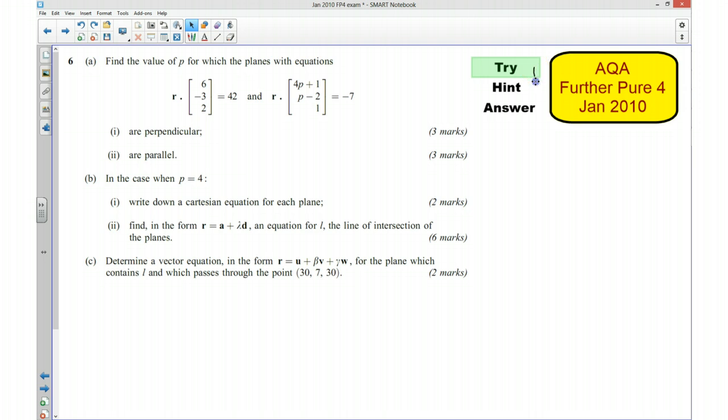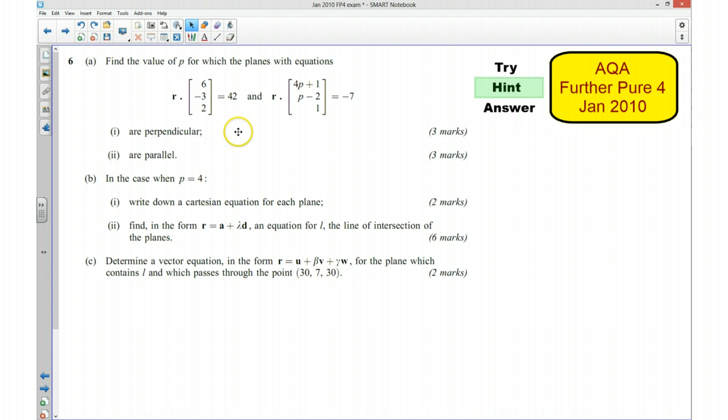Okay, for the next part of the video I'm going to go through a hint. So what we're asked to do for part A is find the value of P for which the planes with these equations here are first of all perpendicular and then parallel.